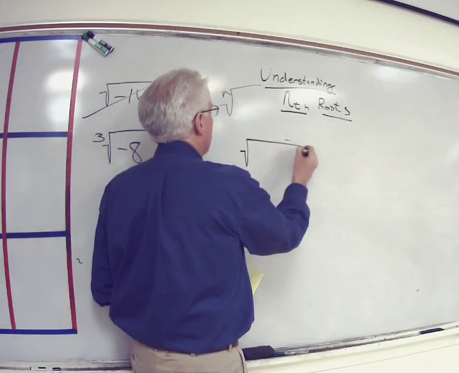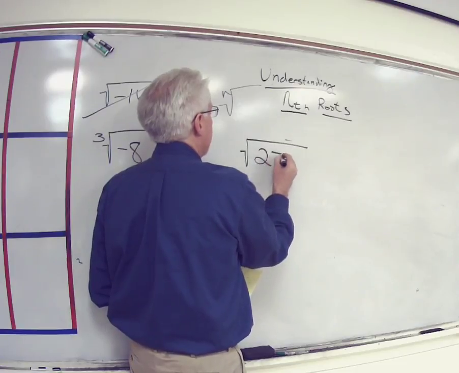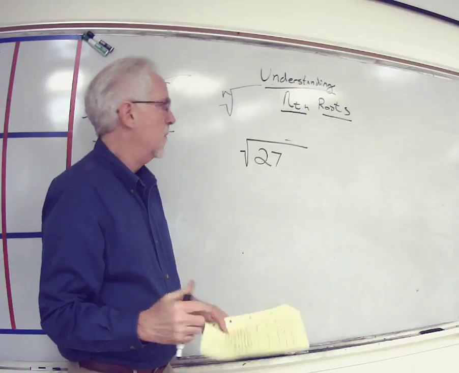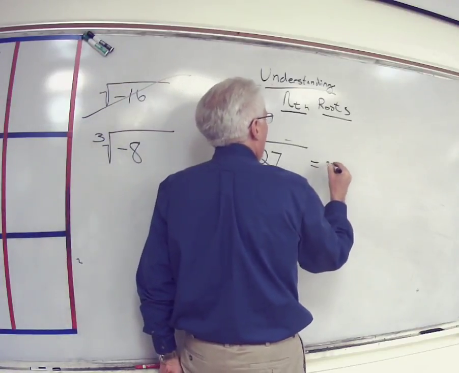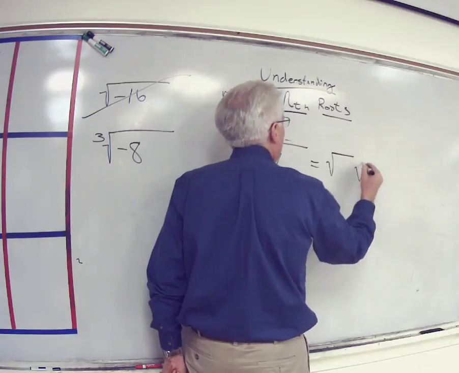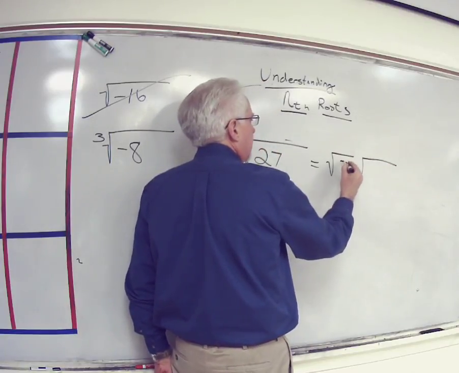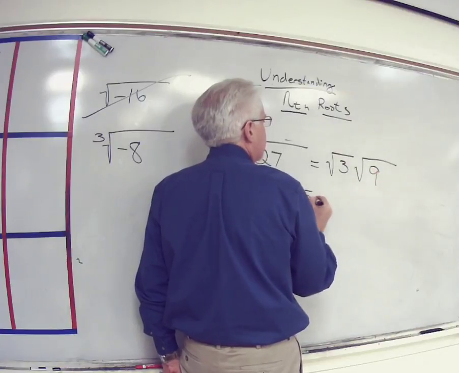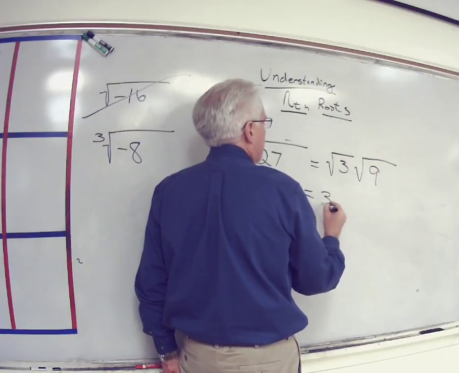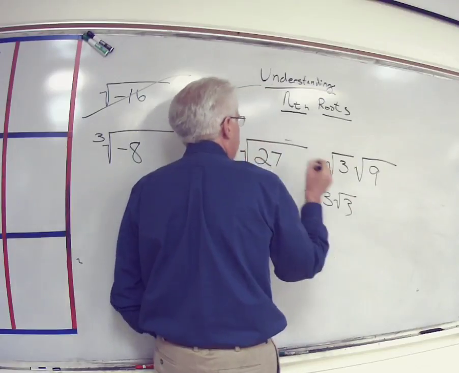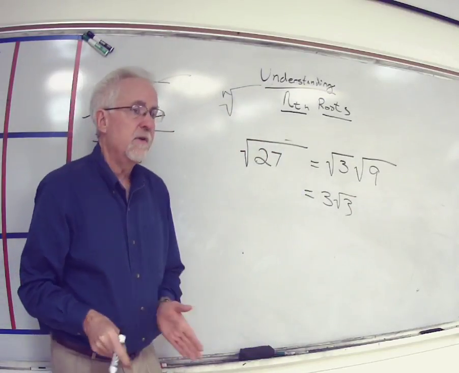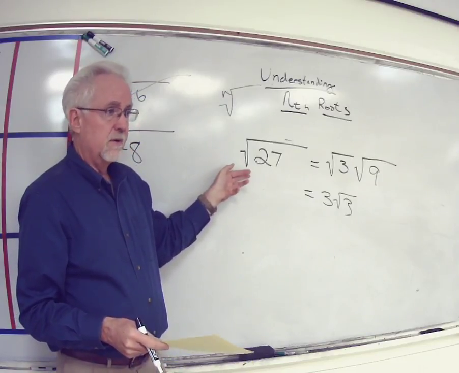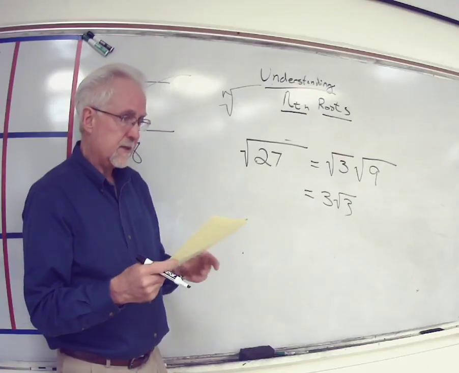So if I have the square root of 27, can I leave my answer as the square root of 27? No. You have to say that is what times what? The square root of 3 times the square root of 9. And that's equal to, the 9 becomes a 3, 3 times the square root of 3. You have to take your perfect squares out from underneath the radical. Does that make sense?